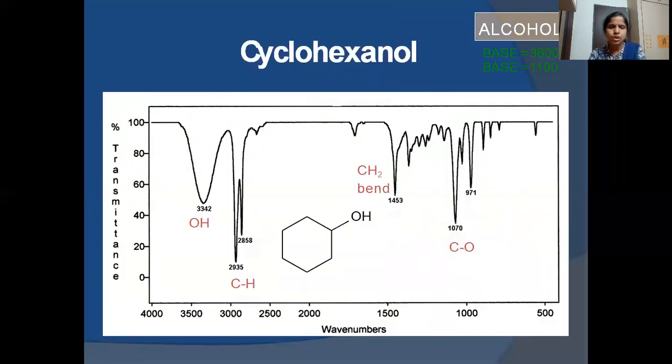So cyclohexanol, OH group again, and C single bond O. Okay, OH group again, hydrogen bonding is there. So at 3300 we observe a broad band. If there is no hydrogen bonding, we will observe a sharp band at 3600. So here, as we are observing a broad band, we can say that there is hydrogen bonding present in this. Then all are sp3 carbons.